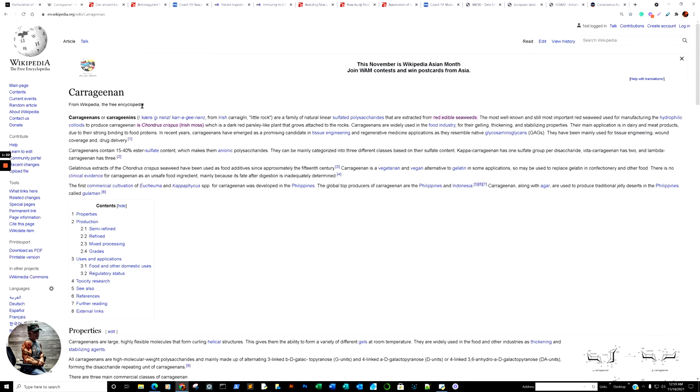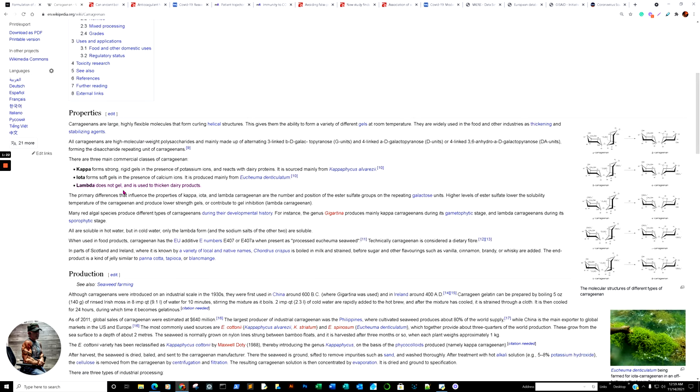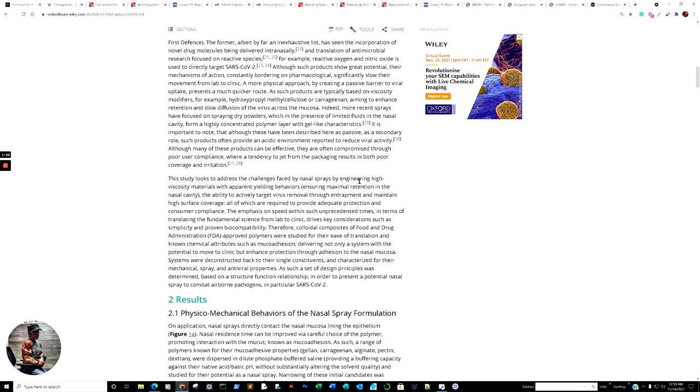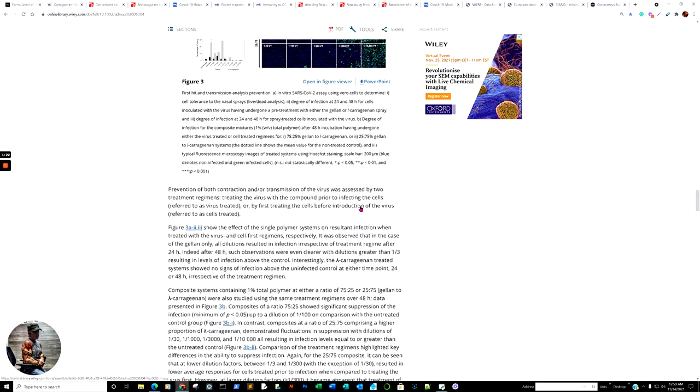And then carrageenan, this nasal spray, an incredible formula, gellan and carrageenan from Irish moss, the lambda form of carrageenan, so it doesn't do that gelling stuff. And it looks very, very promising. If it holds up to its lab studies in human trials, that will definitely kick butt.